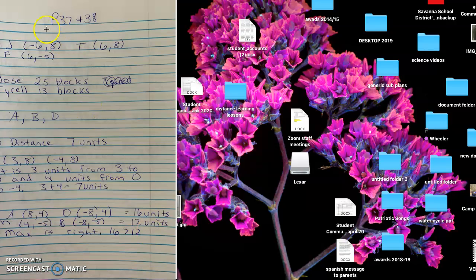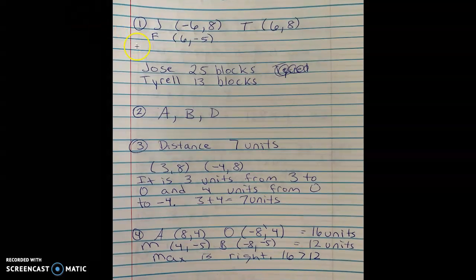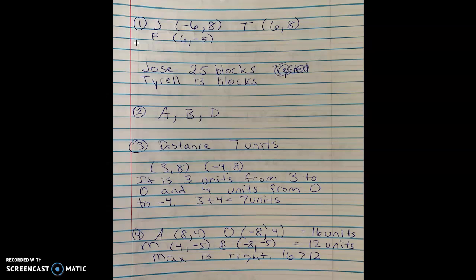Let's see how you did. Question number 1. J is at -6, 8. So then I flip the x. T would be at +6, 8. Because when you want to reflect across the y, you flip the x sign. And then F is at +6, -5.